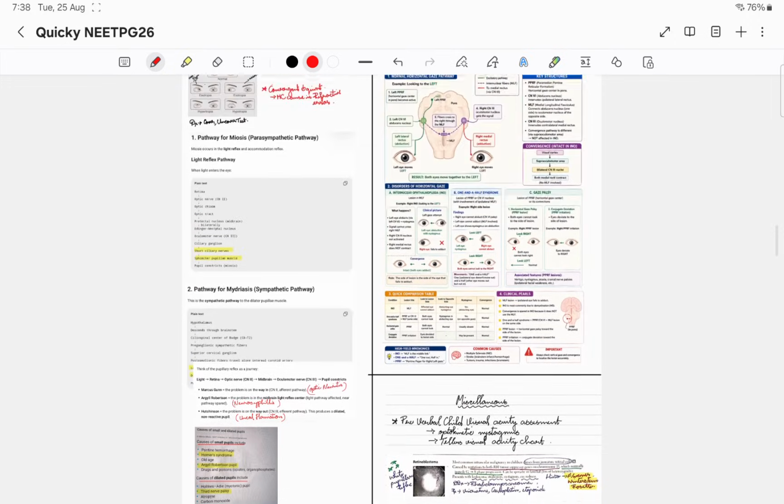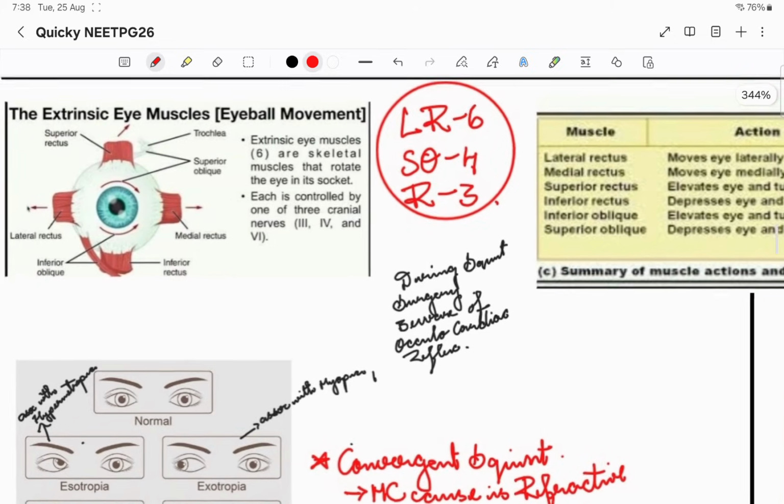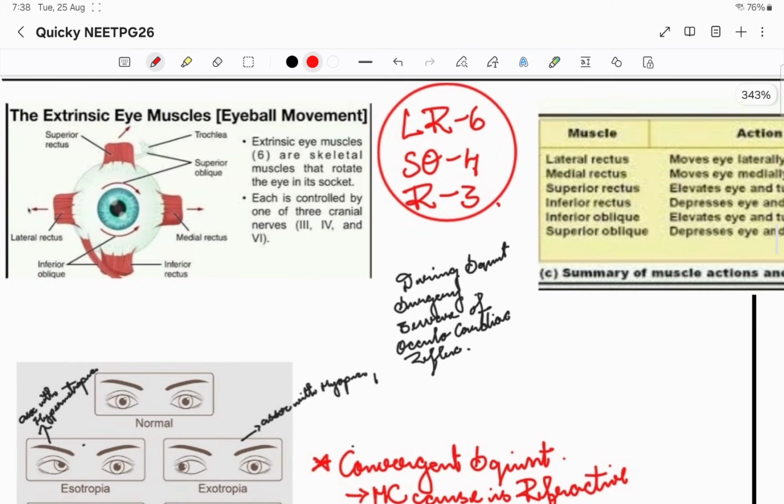Okay, so then we'll be done with ophthalmology. The main thing with respect to the movements of the eye will be, remember, LR6 SO4 R3. What does that mean? LR6 meaning the lateral rectus will be supplied by the sixth cranial nerve. I told you, right, three cranial nerves that pass through the superior orbital fissure will be supplying the muscles of the eye. So these are the three nerves which will supply the muscles of the eye.